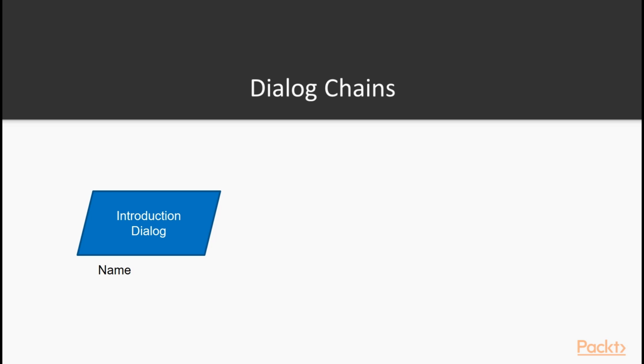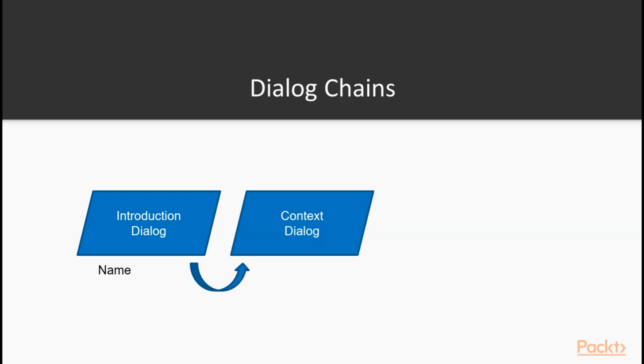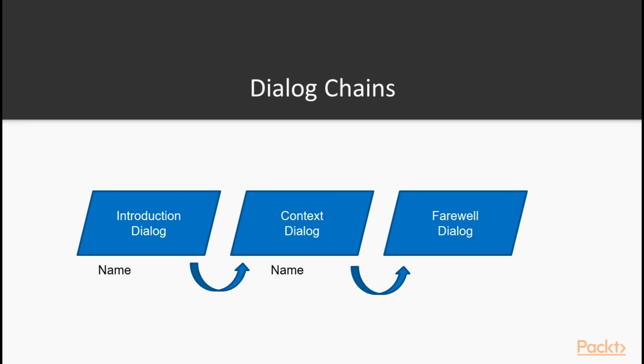The first one, introduction dialogue, saves the name in the state. This continues perpetually throughout the context dialogue and the farewell dialogue in this example. In short, we can create dialog chains, where each dialogue breaks up the conversation into logical pieces that can be mixed and matched for optimal flexibility and use. This, as you can imagine, can be hugely beneficial to developers.